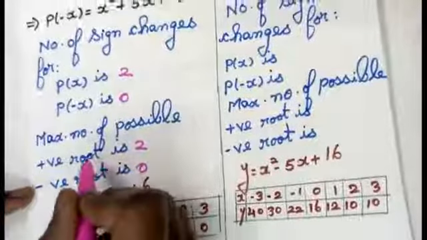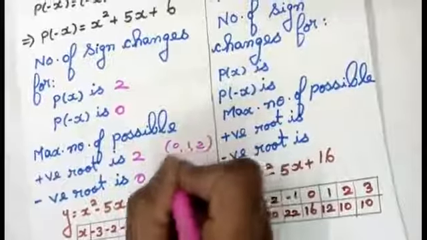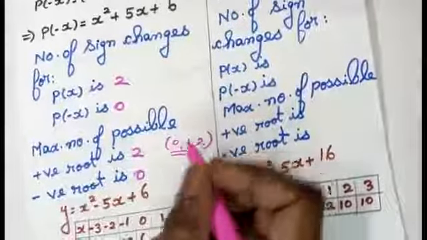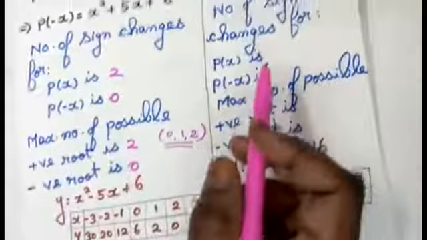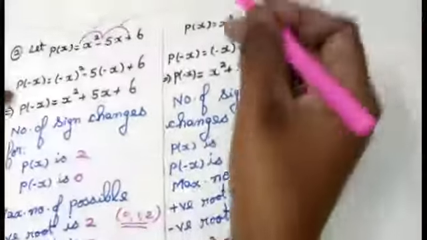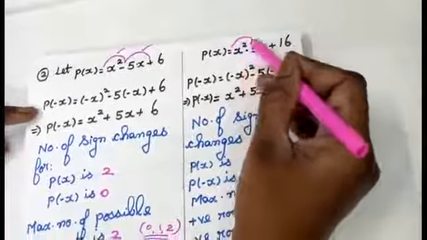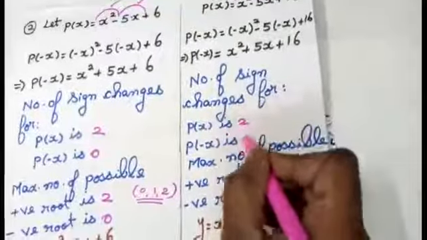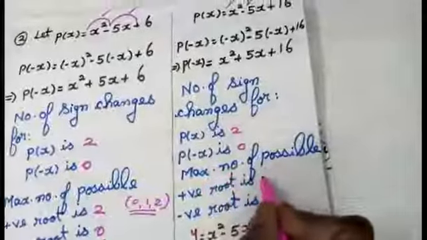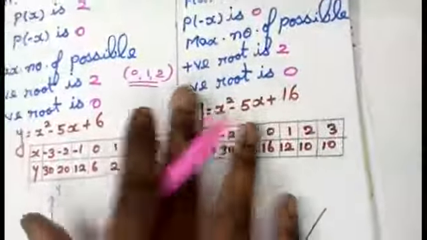Maximum number of positive roots means it can be 0, 1, 2. So these are the possible ways I am telling you. Positive roots 2, negative roots 0. Coming to the second question, if you see the sign change, positive to negative, negative to positive, 2 times. Here there is no sign change. So the number of sign changes for P of x is 2, and 0 for P of minus x. Maximum number same, and just keep this as it is.